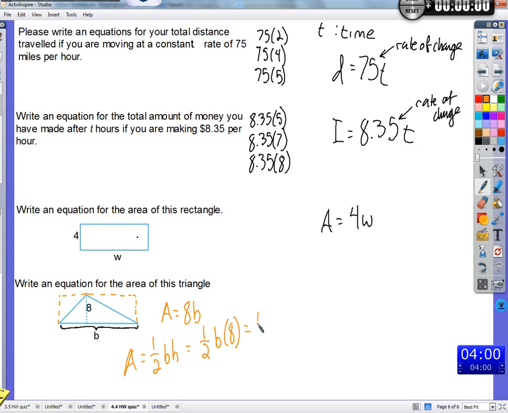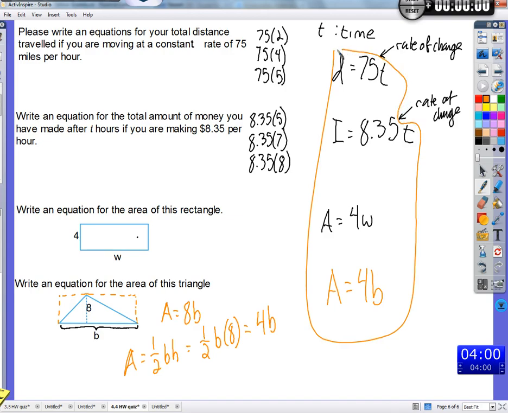B times 4, or just because we're used to writing numbers first and letters second, 4 times B, B times 4, it's all the same thing. Because multiplication is what we call commutative, which means we can switch these two. We could do 1 half times 8 times B, and 1 half times 8 is 4, 4 times B. Right. There we have them. We've got these four equations.